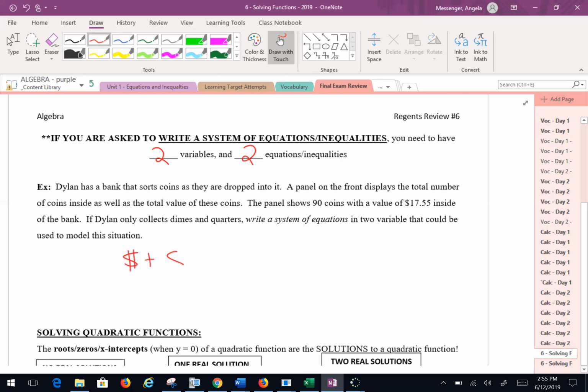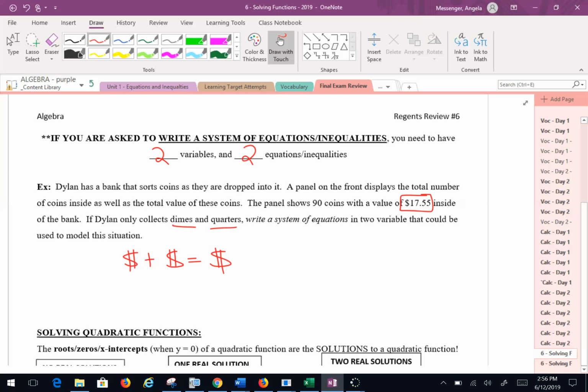Money plus money equals money. Now, wait a second. I only see one money here. Yes, I do. I only see one dollar sign. Where's the dollar sign? Okay. Well, it tells you at the bottom that dimes and quarters. But yeah. Dimes and quarters have money value, right? That is correct.